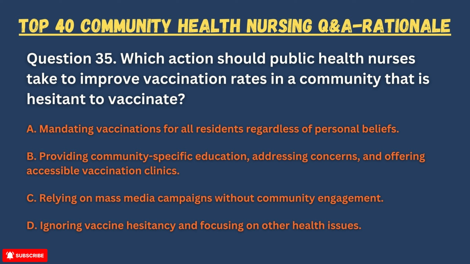Question 35. Which action should public health nurses take to improve vaccination rates in a community that is hesitant to vaccinate? A. Mandating vaccinations for all residents regardless of personal beliefs. B. Providing community-specific education, addressing concerns, and offering accessible vaccination clinics. C. Relying on mass media campaigns without community engagement. D. Ignoring vaccine hesitancy and focusing on other health issues.